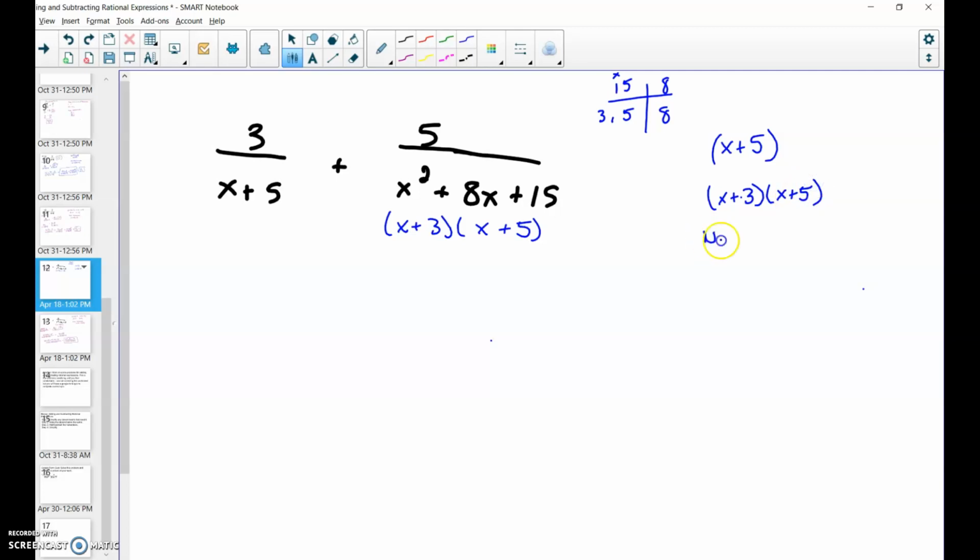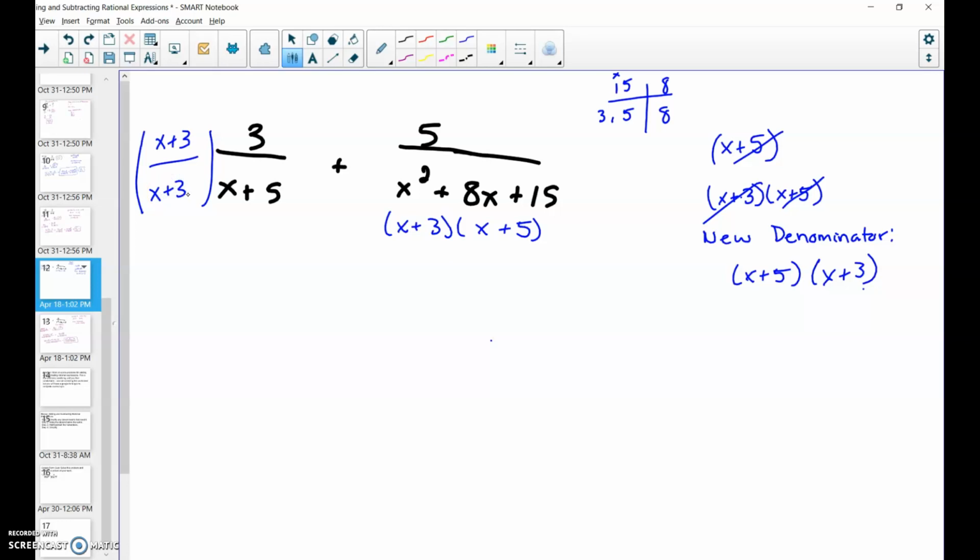Okay, and my new denominator then. I need an x plus 5 as a factor, so I can cancel that out. I can cancel it out from both of them. And then I need an x plus 3. All right, that's it. So my second fraction already has both of those included. My first fraction, I need to multiply it by an x plus 3 in order to get the denominator to match up.